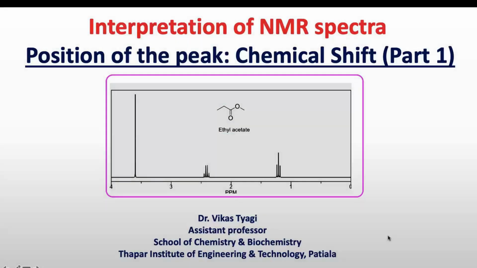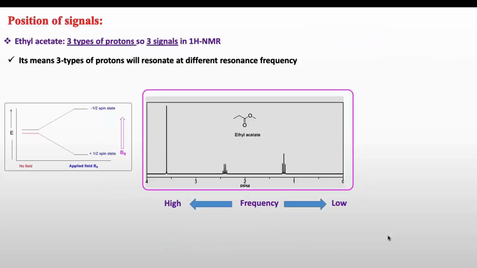Hello everyone, in this video session we are going to talk about the position of the peak in the NMR spectrum, and we'll see what information we can get from the position of the peak to interpret the NMR spectrum. In our previous lecture we saw that ethyl acetate has three different types of protons, so it gives three different signals in the proton NMR.